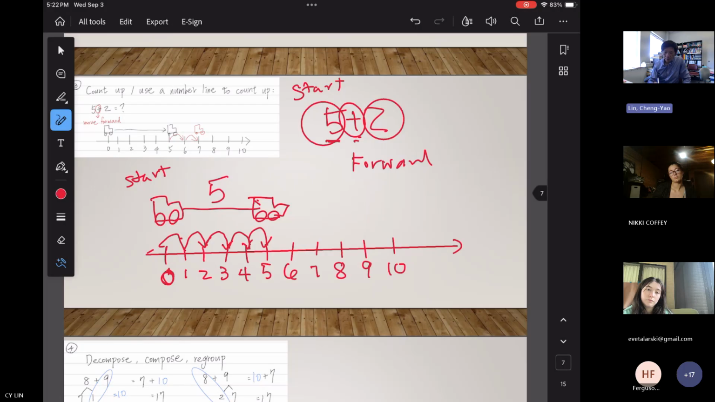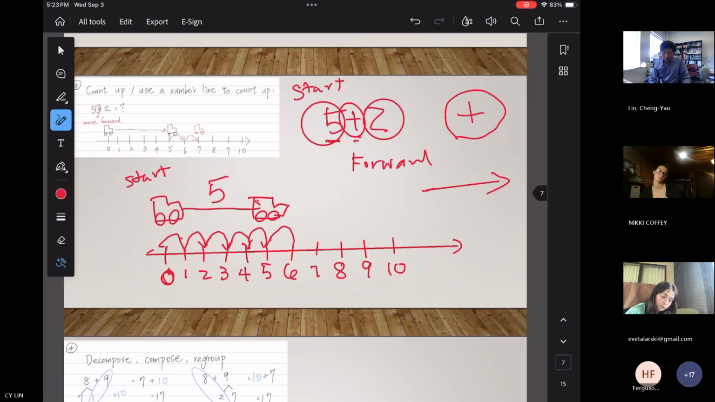Now, what does addition mean? Addition means continue moving forward, right? Forward for how many units? For another 2 units. So where is the location of the car? It's at 7. Let's say I start with 5 miles, and then I want to drive 2 more miles. How many in total? I've driven 7 miles. Does that make sense to you for this example?